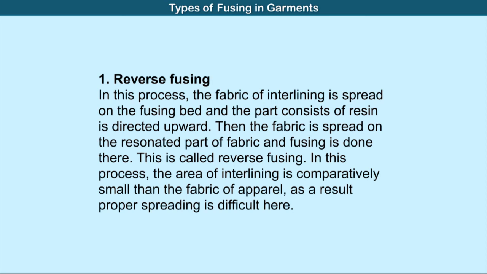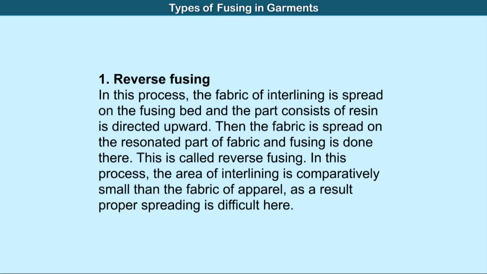Now we will discuss the different types of fusing used for garments. There are three types of fusing process used in the garment, which are also mentioned here. First is reverse fusing. In this process, the fabric of interlining is spread on the fusing bed, and the part consisting of resin is directed upward. Then the garment fabric is spread on the resinated part and fusing is done there. This is called reverse fusing.